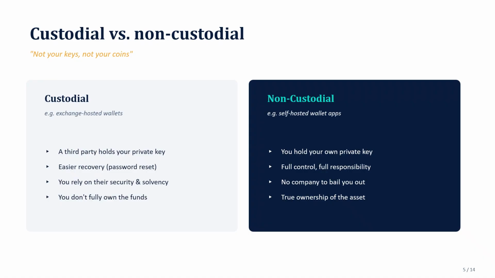Now we are going to separate custodial versus non-custodial. Wallets also differ in who is actually holding the private key. A custodial wallet, like the wallet built into a typical exchange, means a third party holds the key for you. It's convenient. Recovery is easy, but you are trusting their security and their solvency. A non-custodial wallet means you hold the key yourself, full ownership, but also full responsibility. There is no customer support line to call if you lose it. For example, custodial is exchange-hosted wallets, non-custodial is self-hosted wallet apps.